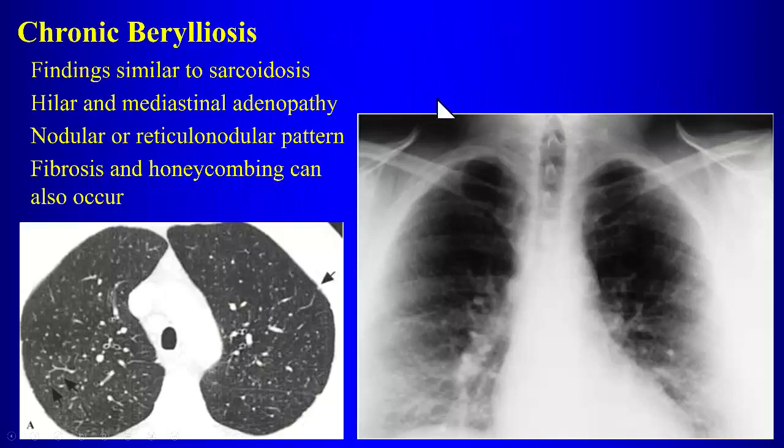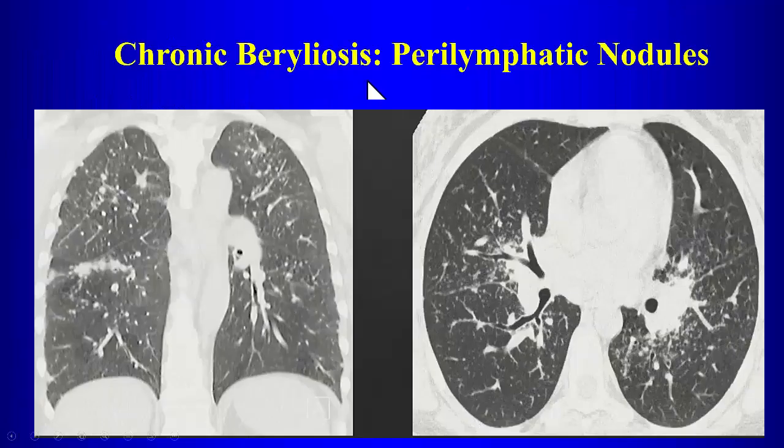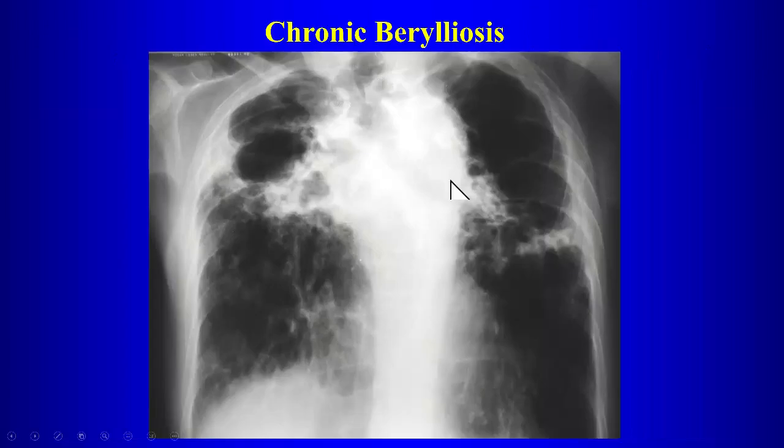But as far as the lung manifestations, it can look just like sarcoid. So they can develop nodules, they can have perilymphatic distribution of nodules, they can have lymphadenopathy, just like we can see with sarcoidosis. So it's the history, the only way to make the diagnosis with chronic berylliosis. More examples, looks just like sarcoid, perilymphatic nodules, upper lung distribution of disease with berylliosis.